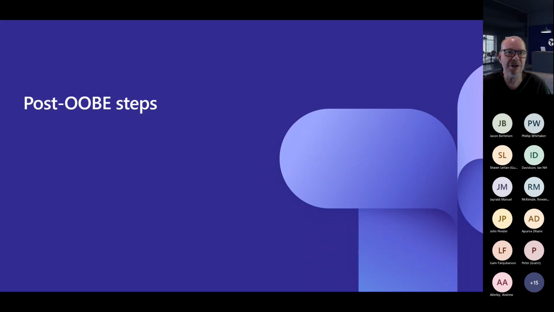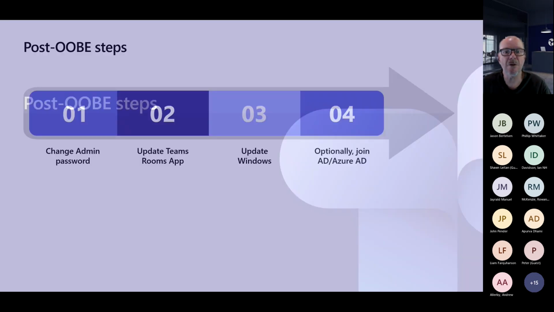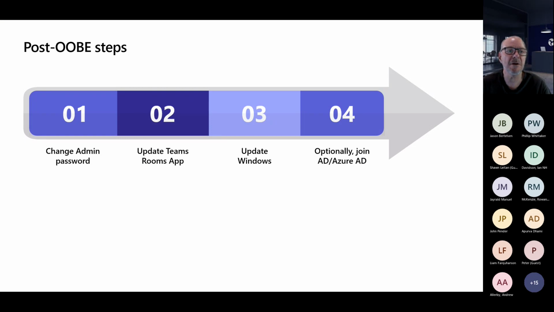So that's the very minimum to get it started. All we've really done is choose a keyboard layout, a region, and put in the resource account name and password. We now go through the host out-of-box experience settings. We want to change the default administrator password, we may want to update the Teams app and then update Windows, and optionally join Azure Active Directory or AD. We'll go through that process, and talk about the pluses and minuses.